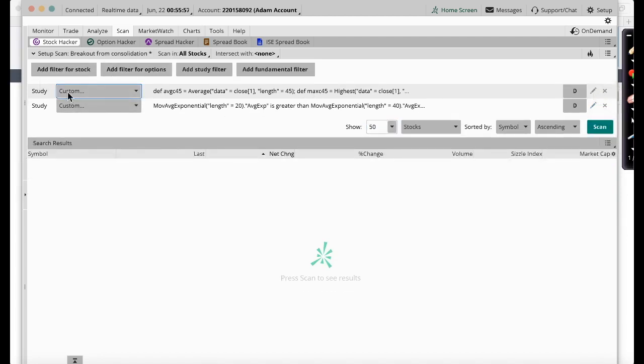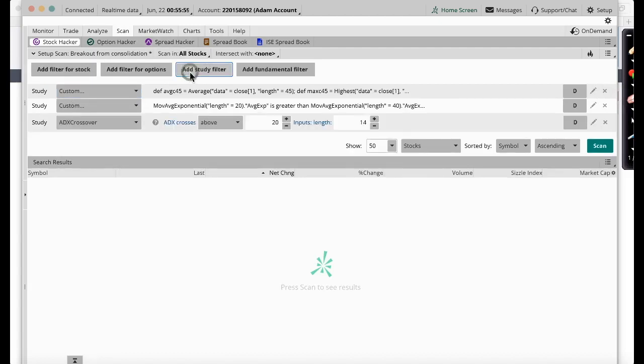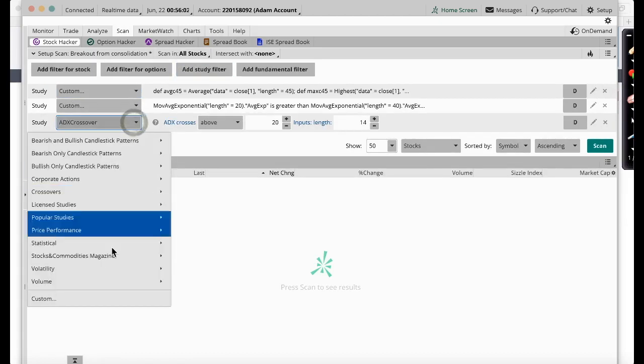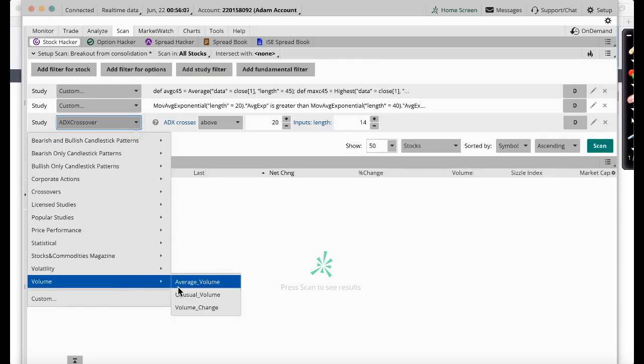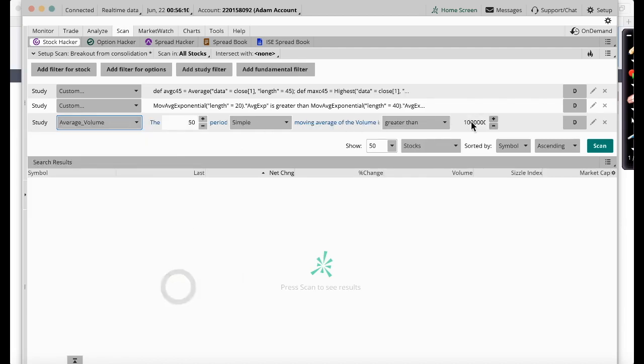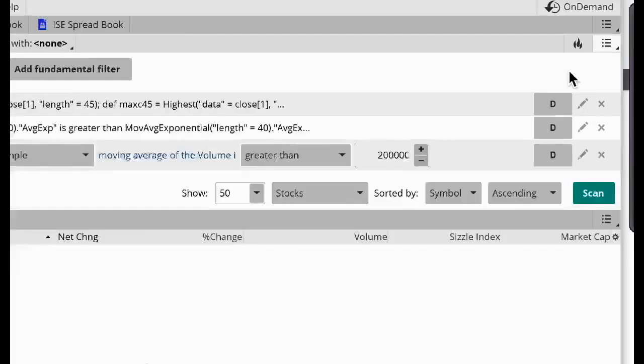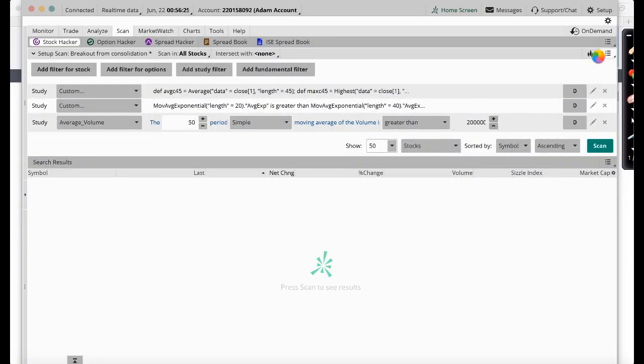Okay? And then you add another study filter. And again, for the first two, we use custom, right? Remember that we use custom? But this time, go to volume and select average volume above 200,000. There you go. So have these three criterias, and you're good to go. And then you just go to this widget, click on that, save the scan, save the scan. So save it as breakout from consolidation, and it's saved.